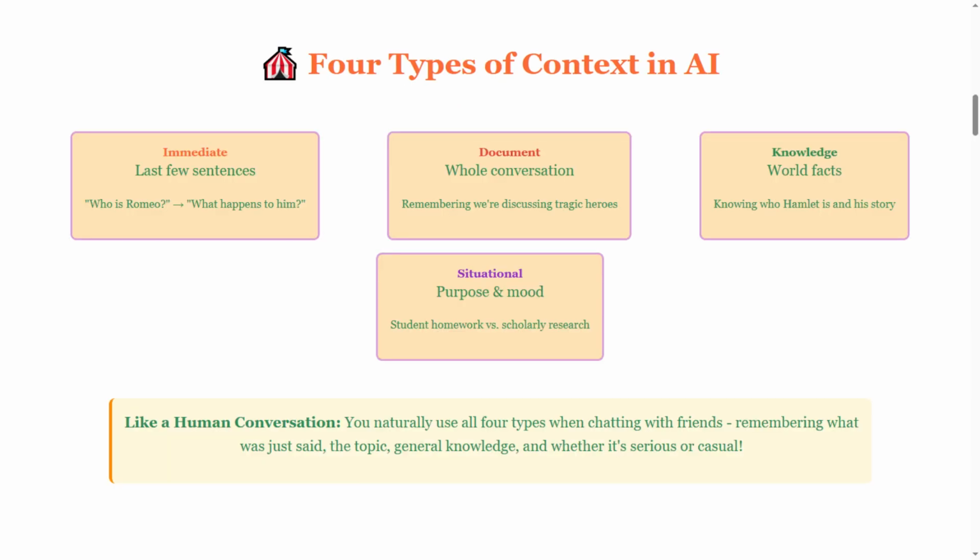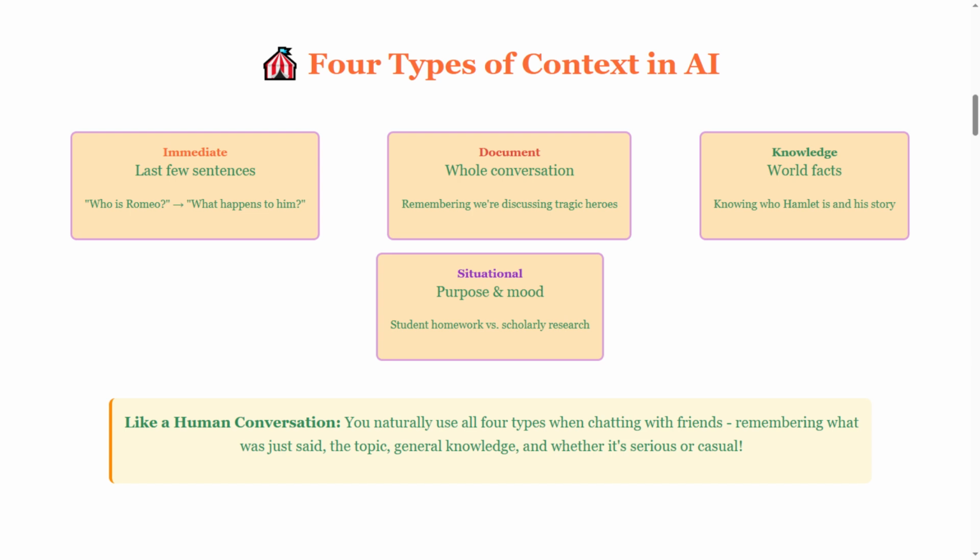Our AI needs to juggle 4 different types of context, just like you do in conversations. First, there's immediate context, what was just said. Then document context, remembering the whole conversation topic. Knowledge context brings in world facts, like knowing who Hamlet actually is. And situational context understands whether this is homework help or serious research.